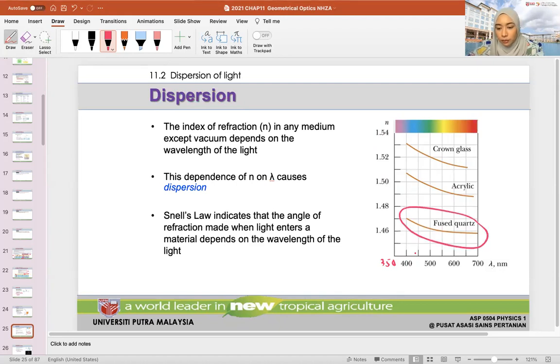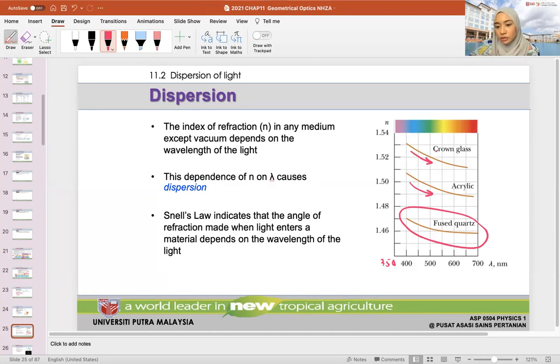If you see here, the N changes with your lambda. Your N changes with wavelength. The longer your wavelength, the smaller your N. Okay, let's take a look at acrylic block. Acrylic, I think you know what acrylic is. It's kind of transparent. It looks like glass, but it's not actually glass. It's like a mixture. So for acrylic, when your wavelength increases from 400 to 700, the N also decreases.